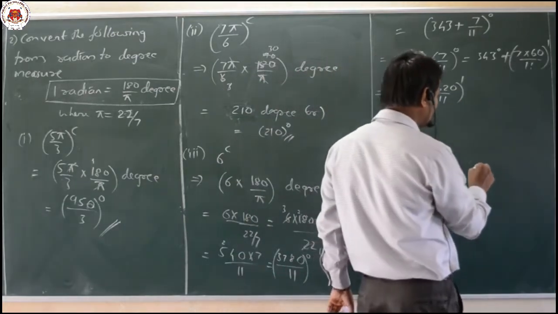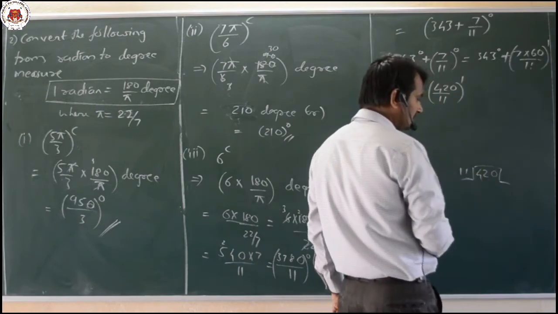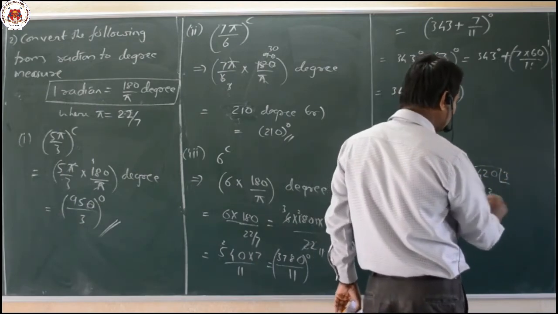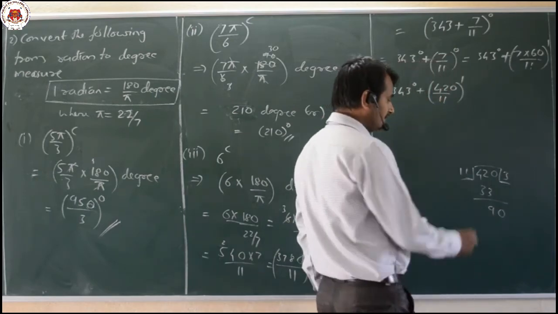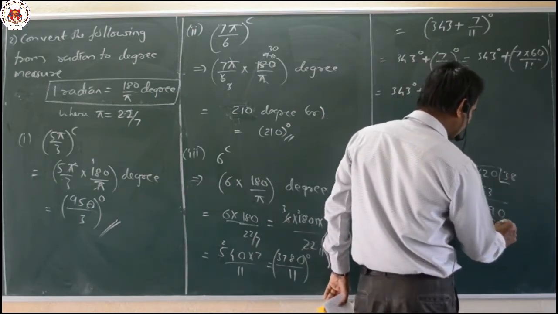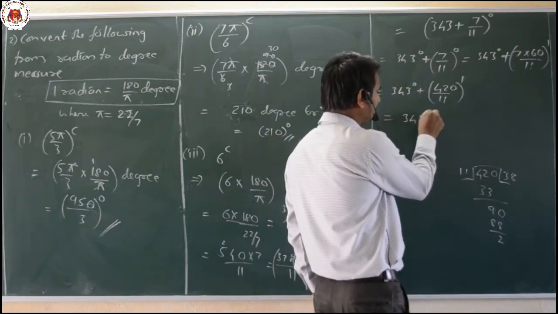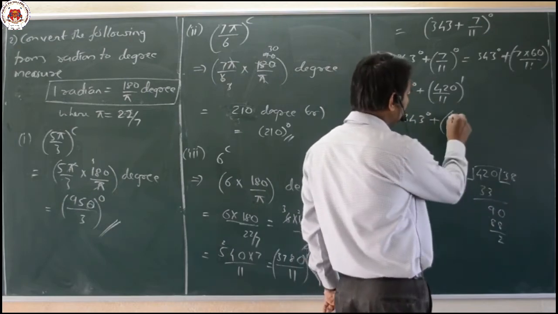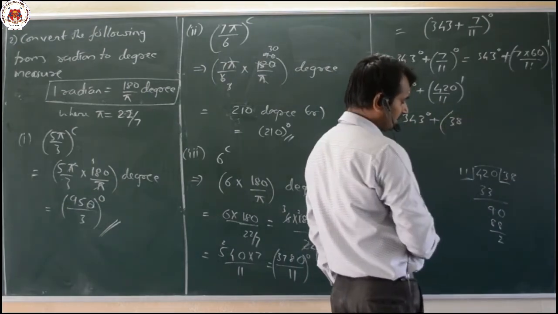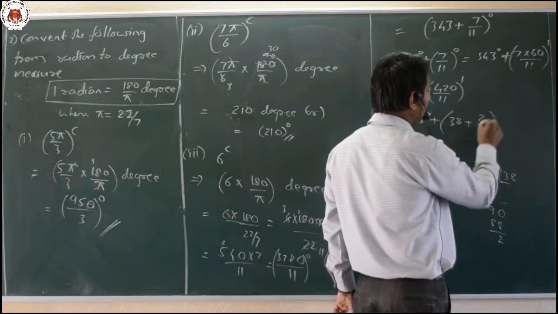Again divide it here, 420 divided by 11. So 11 3s are what we have, 33, 7 8 9. So what we get here, 90 we get here. Okay, then 11 8s are what we have, 88, the value will be 2. So again this value I can write as 343 degrees plus quotient plus remainder by divisor. What is the quotient, 38. Okay, 38 plus remainder, remainder is nothing but 2 by 11.